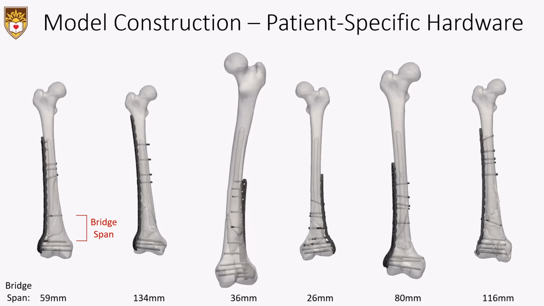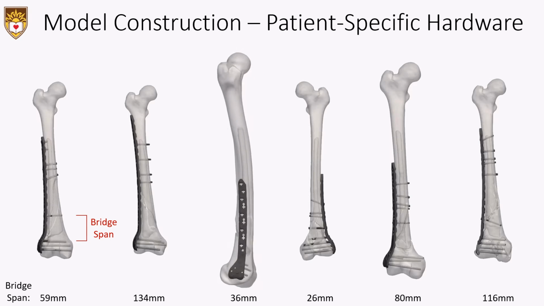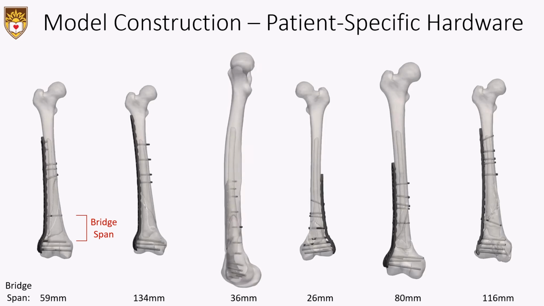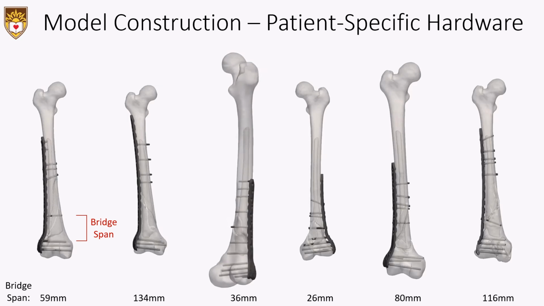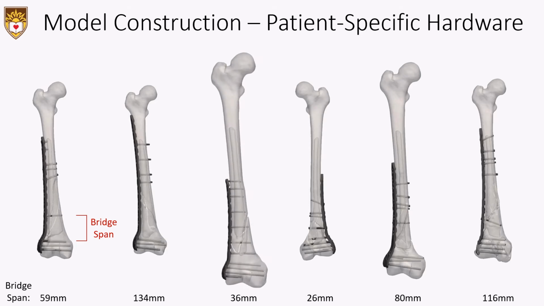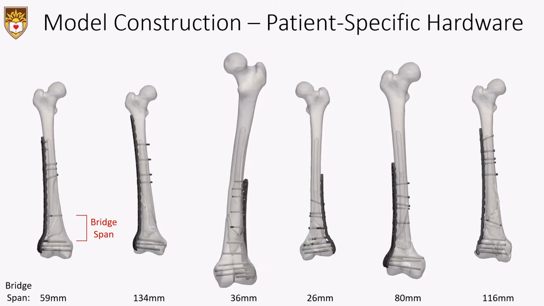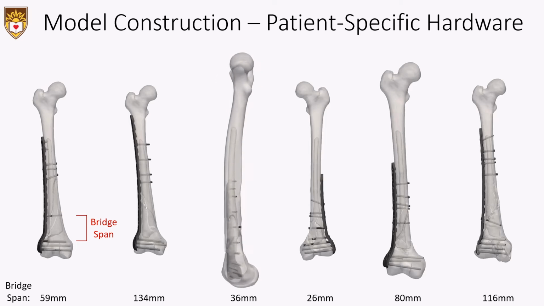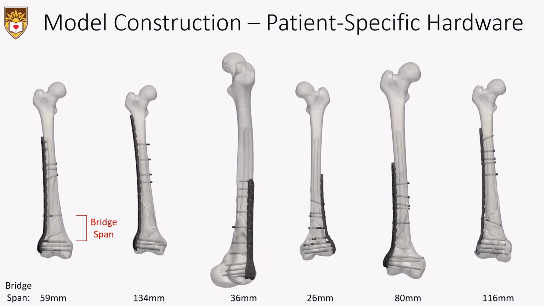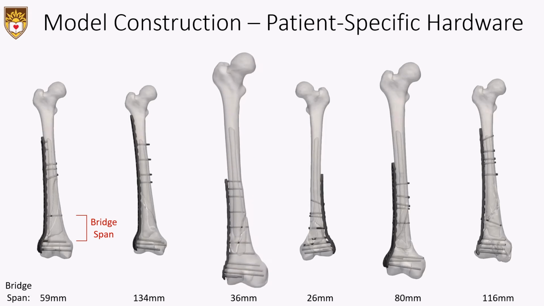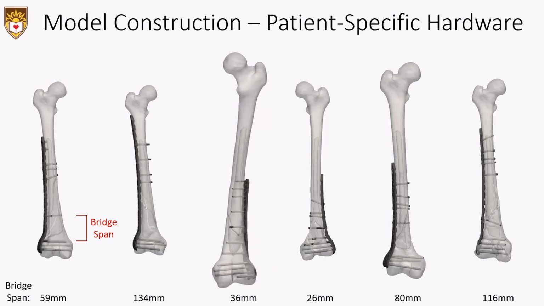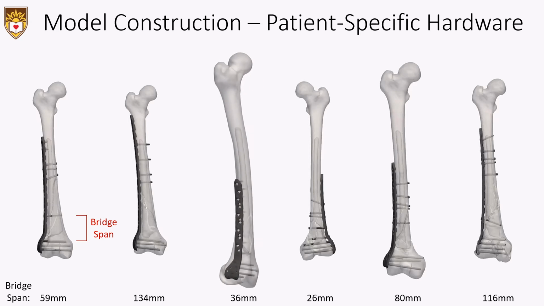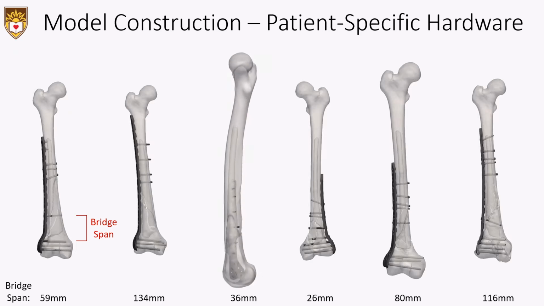All 6 reconstructed models can be seen here. The models are to scale with each other to highlight the diversity in the patient femoral length and fracture patterns. Working with the orthopedic surgeons, we created a hardware model to match what was used clinically in each patient. For those of you who don't know, bridge span is the distance between screws across the fracture line, and these patients had bridge spans ranging from 26 to 134 millimeters.